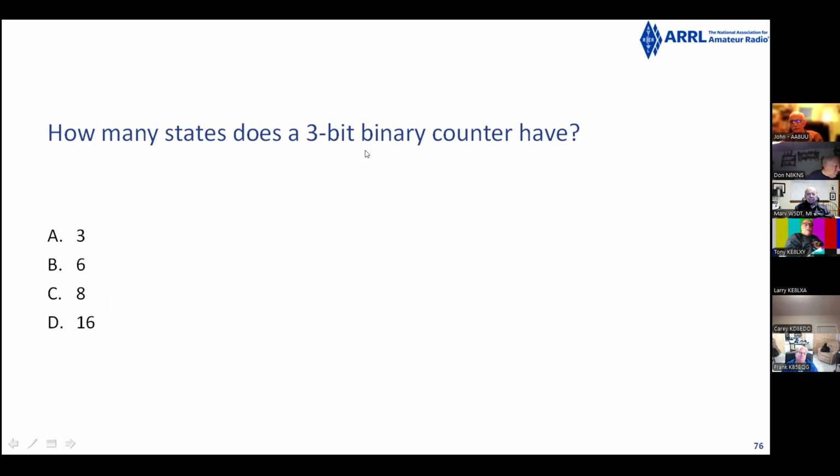How many states does a 3-bit binary counter have? 3, 2 cubed, 6, 8, 16. 2 to the third power, which is 8. Yep, you got it. I don't know if I covered that in the text, but you just raise 2 to the power of the number of bits, and you'll have the states. It's in the book somewhere.